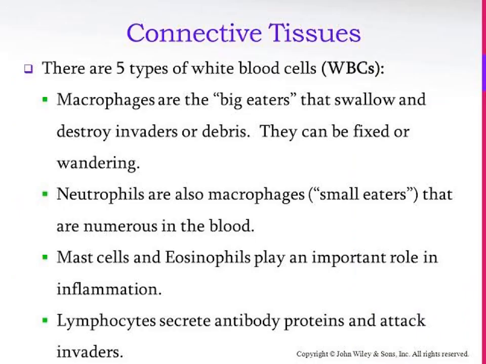In connective tissues, there are 5 types of white blood cells, that is WBC. First, the macrophages, that is big eaters. Understand the words, big eaters, that swallow and destroy invaders or debris. They can be fixed or wandering. The neutrophils are like the macrophages. They are small eaters that are numerous in the blood. And the eosinophils play an important role in inflammation. And the lymphocytes secrete antibody proteins and attack invaders. That is, lymphocytes secrete antibody proteins.